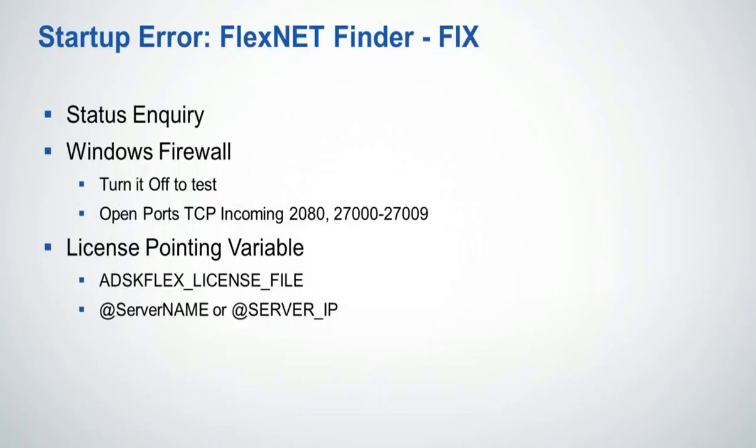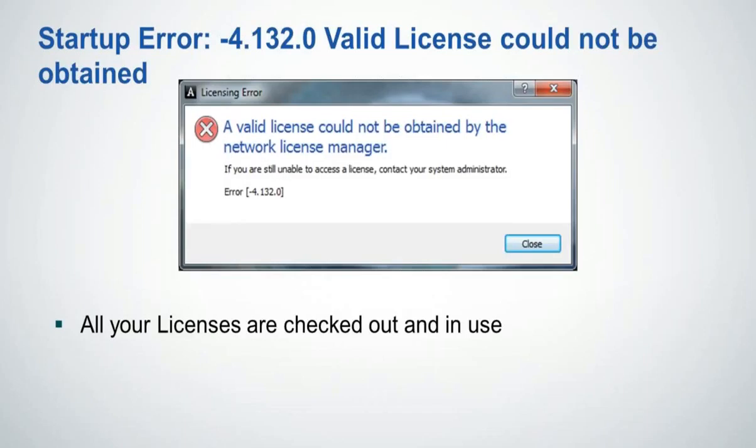All right. Next we have a startup error, -4132. Valid license could not be obtained by the network license manager. When we see this, this is telling us that the licenses are checked out and being used. You've run out of licenses.